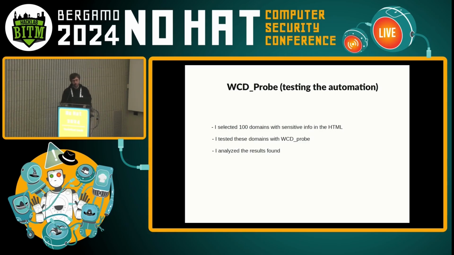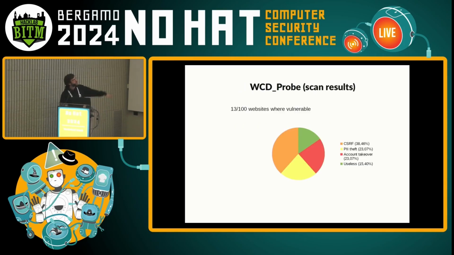For testing the automation, I selected 100 domains with sensitive info in the HTML. So no pure single-page web applications. I needed domains where resources have personal info inside. I tested these domains and I analyzed the results found. So 13 out of 100 websites were vulnerable.